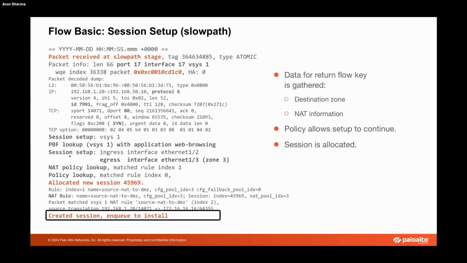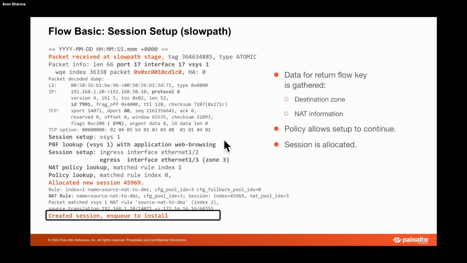Session setup, PBF lookup with application web browsing, session setup, ingress interface. So it has hit the firewall on this interface. Egress interface 1/3. It is giving you the zone information also. So remember the tuples we have for identifying any session on the firewall: source IP, destination IP, source port, destination port, protocol, and ingress zone. We use 6 tuples.